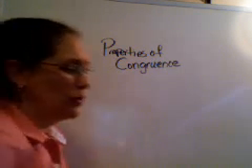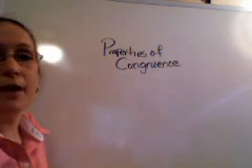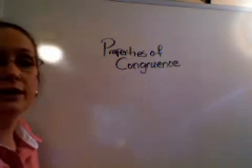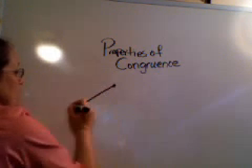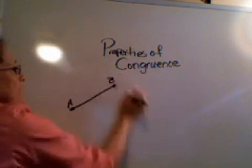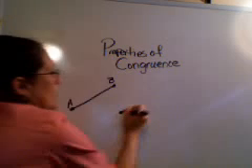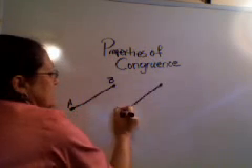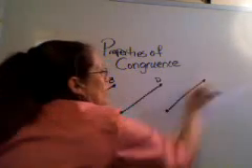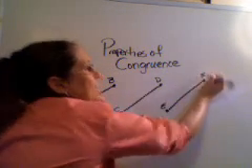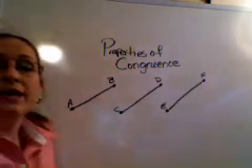Properties of congruence. There are three of them that we're going to talk about here, and I'm going to use a little picture to illustrate this. I'm going to draw three line segments. I'm going to call this one AB, I'm going to call this one CD, and you guessed it, I'm going to call this one EF. I have three line segments.